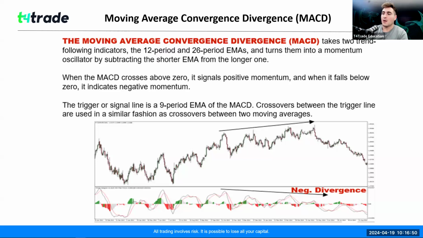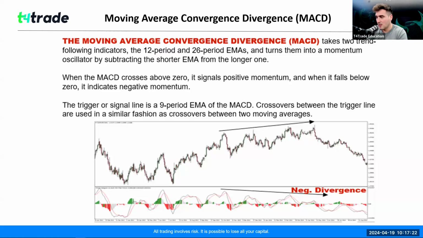So it takes two trend following indicators, 12 periods and 26 periods, and turns them into a momentum oscillator by subtracting the longer EMA from the shorter one. Much like the moving average strategies we have done in the past, we were looking for the crossovers of the 12, the short-term moving average, above the long, the 26 period moving average, for us to gauge that the market has indeed shifted its trend.